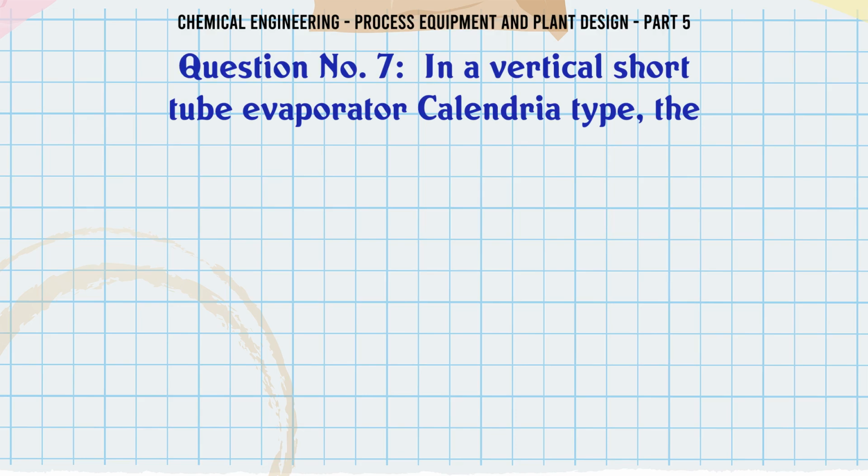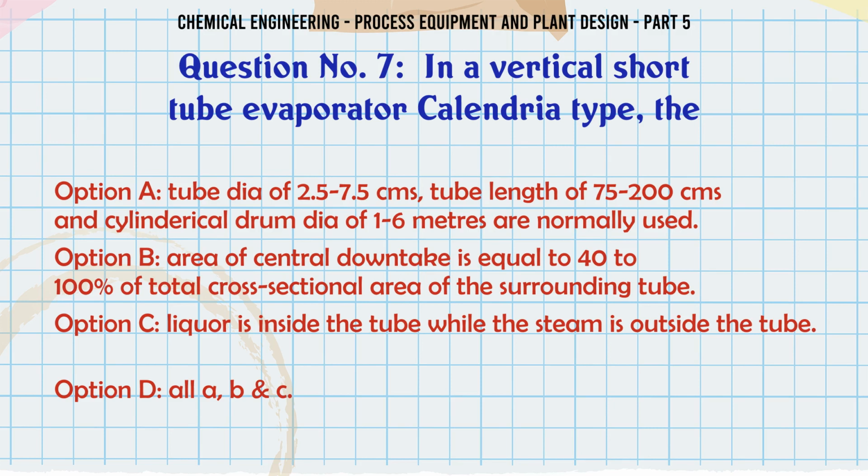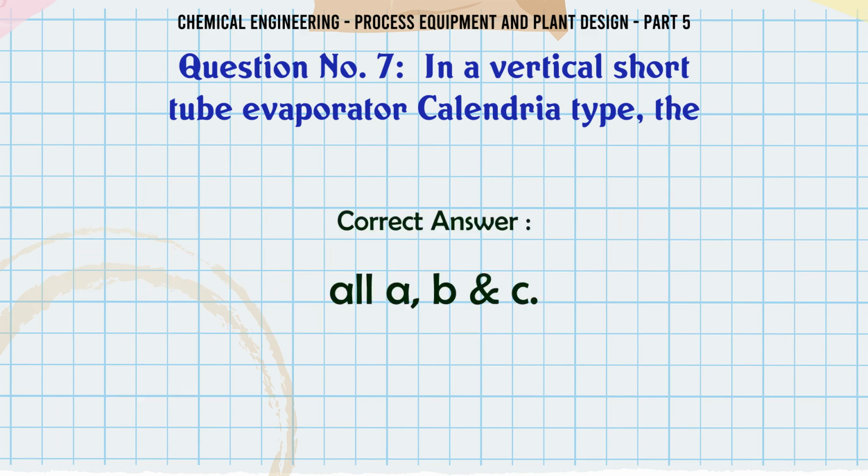In a vertical short tube evaporator calandria type, the A. tube dia of 25 to 75 cms, tube length of 75 to 100 cms, and cylindrical drum dia of 1 to 6 meters are normally used. B. area of central downtake is equal to 40 to 100% of total cross-sectional area of the surrounding tube. C. liquor is inside the tube while the steam is outside the tube. D. all ABC. The correct answer is all ABC.